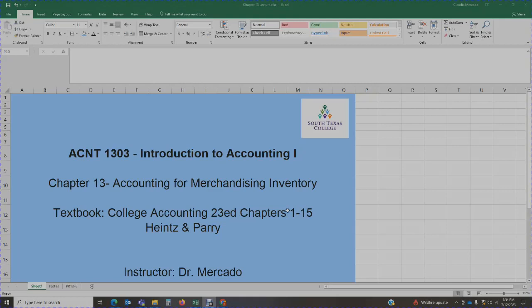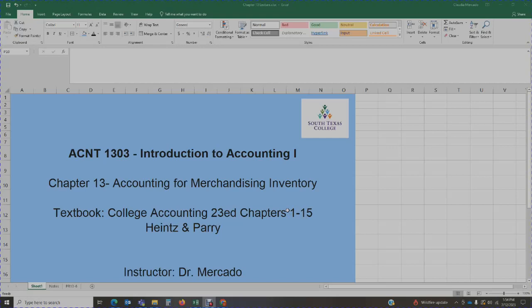In this lecture, we're going to be going over some content from Chapter 13, which deals with accounting for merchandising inventory. It is very important that before you attempt your assignments, you read the chapter and you go over all of the resources provided so you can obtain a better understanding of the content and apply that towards your problems.